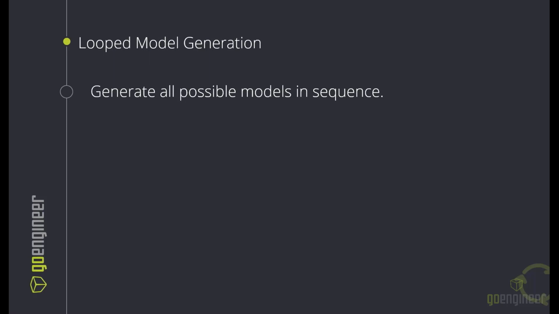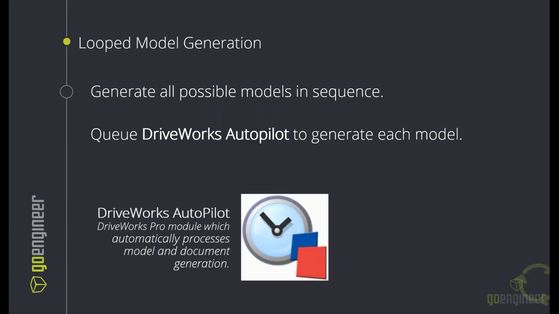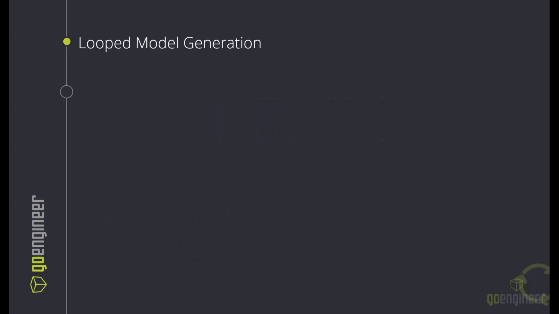How we use loop model generation does require a module called DriveWorks AutoPilot. This is a paid module, but it's absolutely necessary to make sure that you're saving the maximum amount of time with your workflows. DriveWorks AutoPilot is a DriveWorks Pro module that automatically processes our model and document queue. So we have this always running in the background on our server computer, and this will generate all the models so that I don't need to manually go in and release each model until SolidWorks switch to make. AutoPilot takes all those issues away from us.